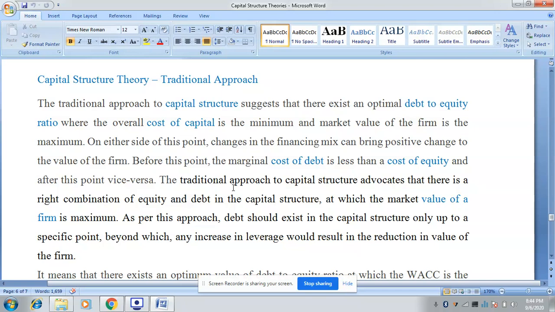That is not a fixed one, but an optimum debt equity ratio exists, correct? When it exists at that point, if you look at the overall cost of capital or weighted average cost of capital, it is the minimum and the market value of the firm is maximum. Overall cost of capital or weighted average cost of capital decreases and the market value of the firm increases. Clear?